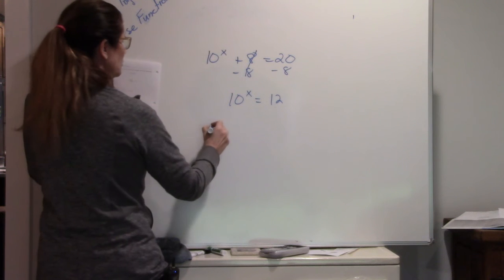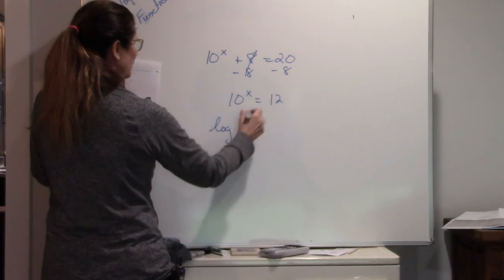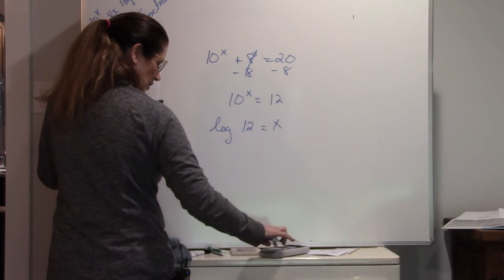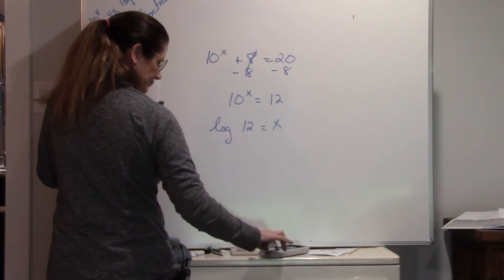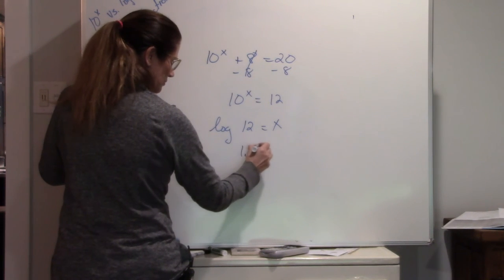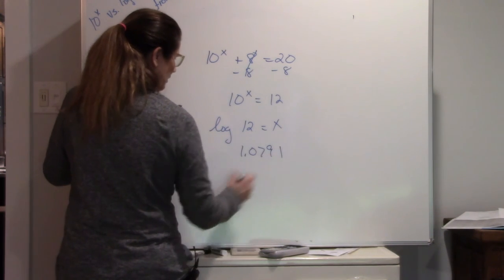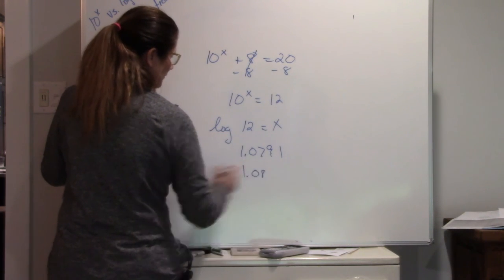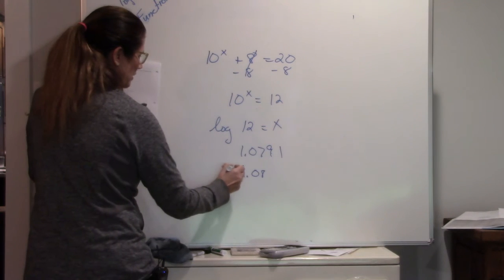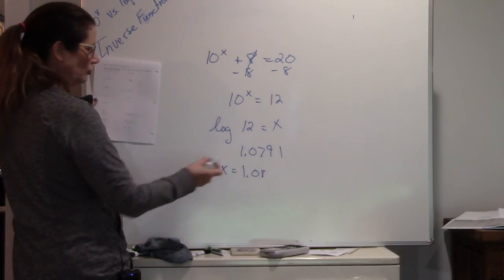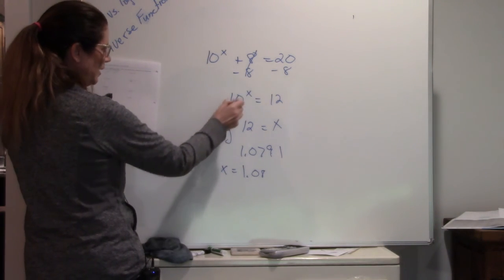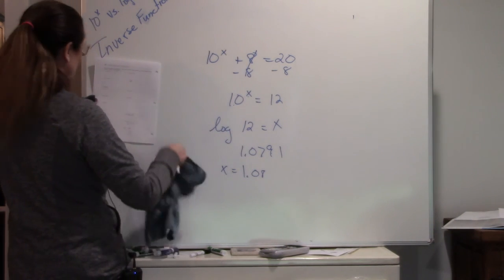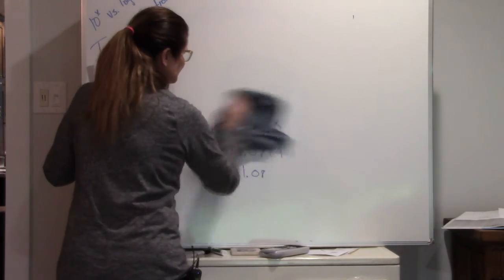Now I can rearrange it. Log of 12 equals my exponent. So now I just go log of 12. Is 1.0791, rounding to 2 places, 1 point, the 9 makes the 7 go up 1. So it's 1.08. All right, and again, if you don't trust yourself, plug it back in here. 10 raised to the 1.08 should be close to 12. Okay, all right, last one.